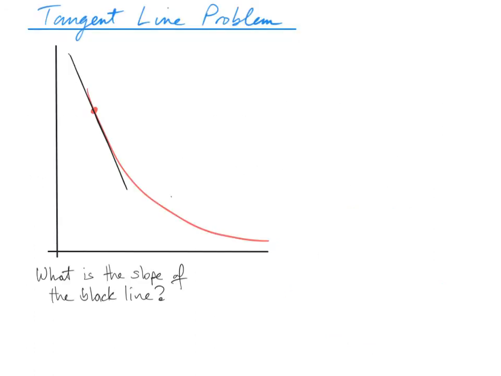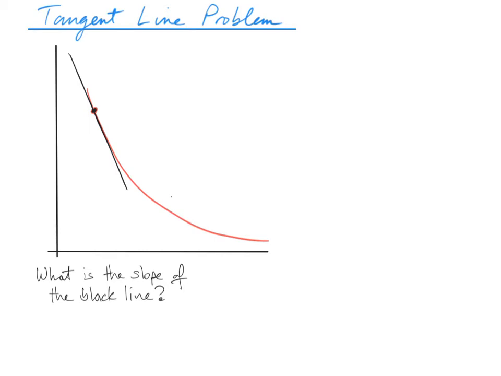Tangent line problem. The tangent line problem pretty much consists of this question: what is the slope of the black line? Now the black line intersects this graph at this one point right here. You can see it in red. But there is a line that intersects the graph there. What's the slope of it?